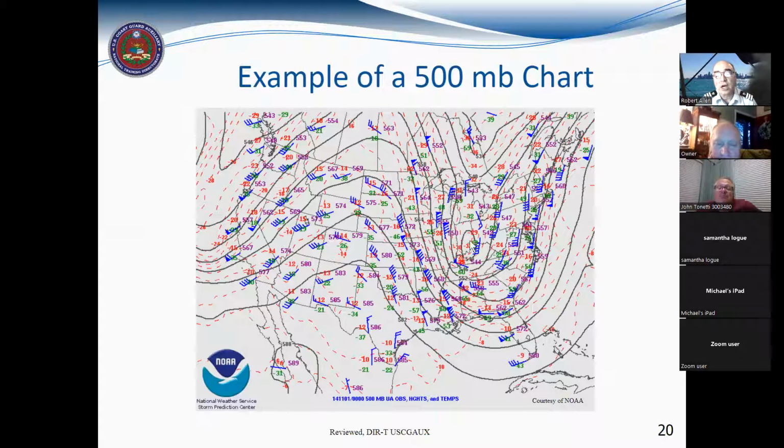You look back at this chart here and look at these dotted lines of equal temperature, they're parallel to the iso heights. So right in this area, you're not bringing in a lot of advection.